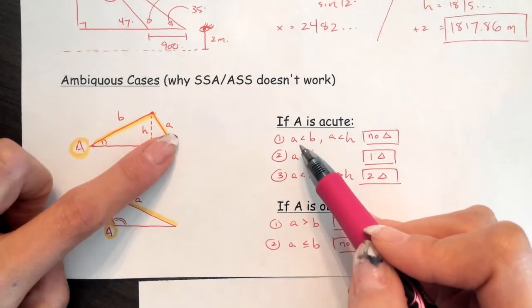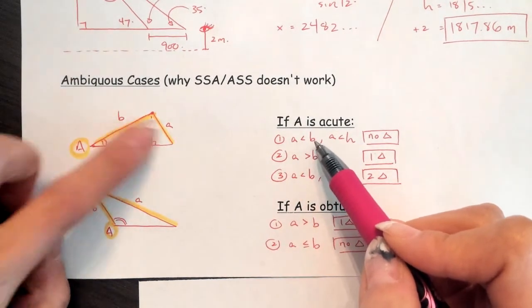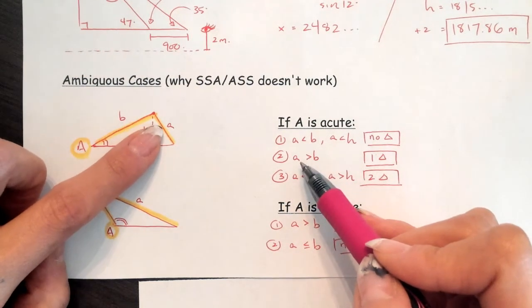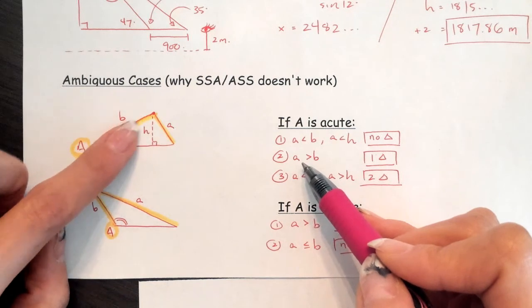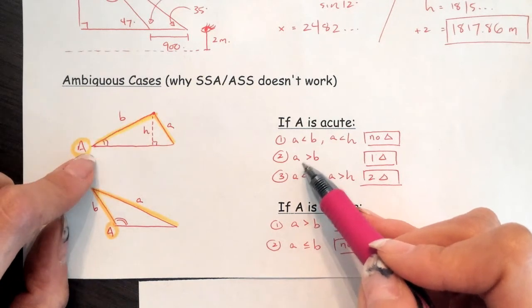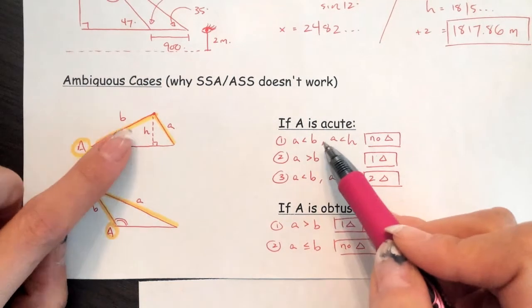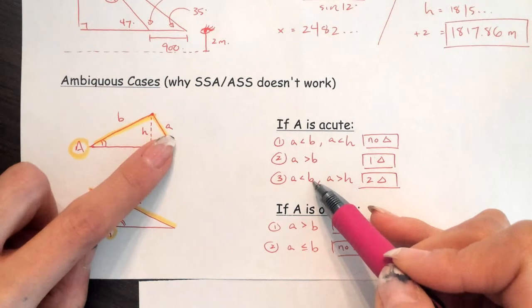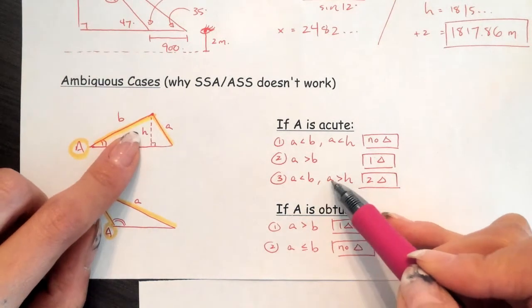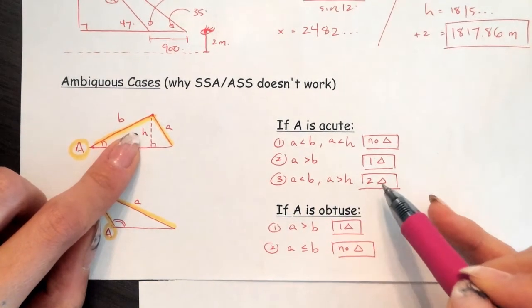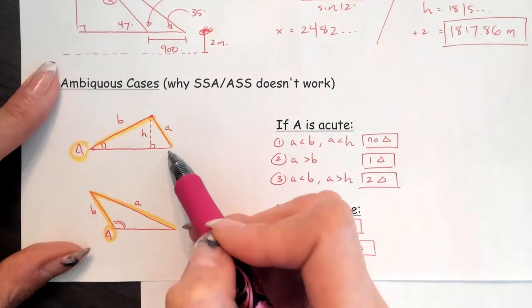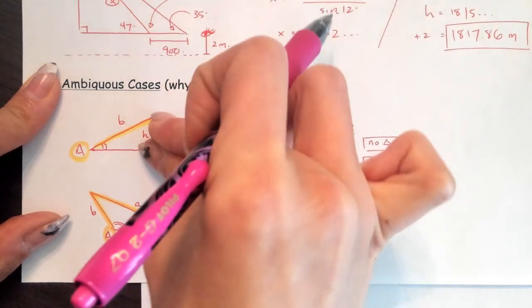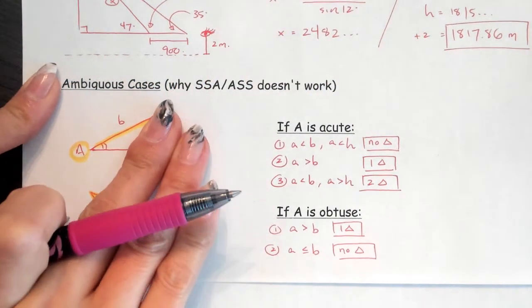So if A is less than B, which it looks like it is, but then A, look here, is bigger than B, or sorry, A is less than B. Just kidding. Okay, A is less than B. So these two, 1 and 3, are A is less than B. And then in this scenario, A is bigger than H. There are 2 triangles that can happen because this little length can swivel over to the left side and make a triangle that looks like that.